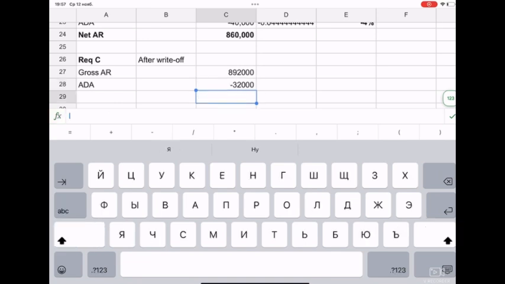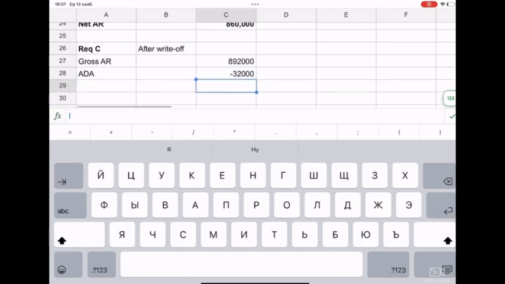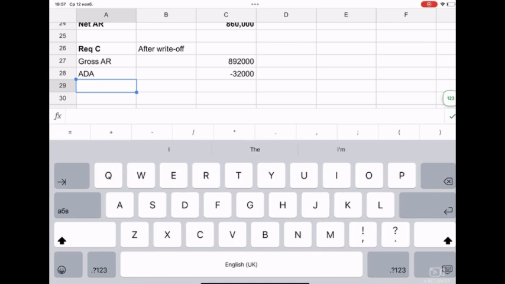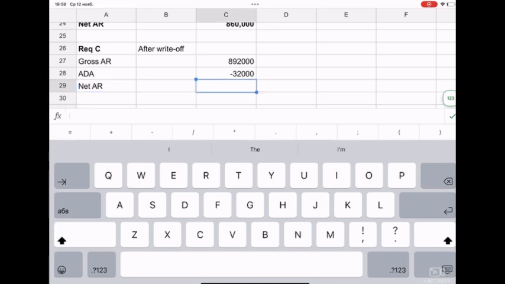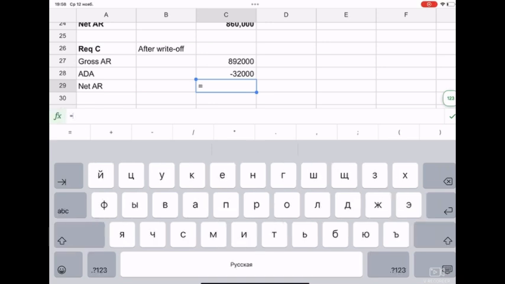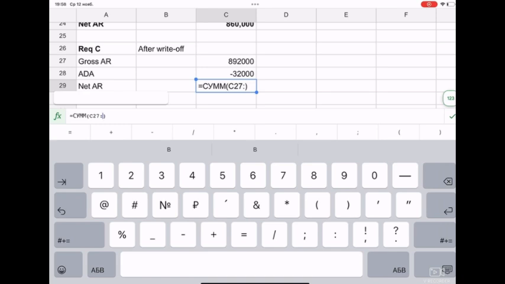Now let's calculate net accounts receivable after the write-off. It should be the same as before the write-off. It will be the sum of gross accounts receivable and ADA. Okay, and here it is C28. So it is 860,000. Let me bold it.